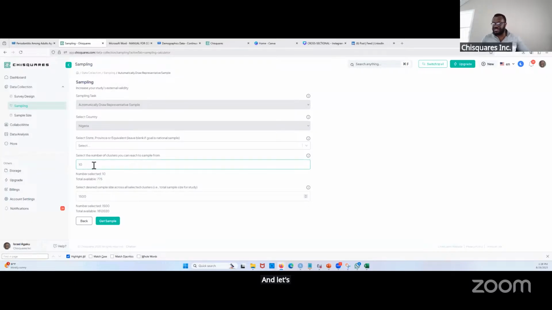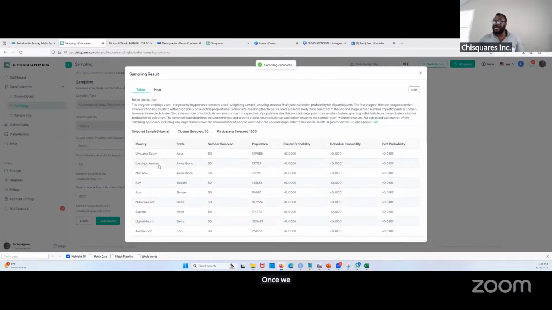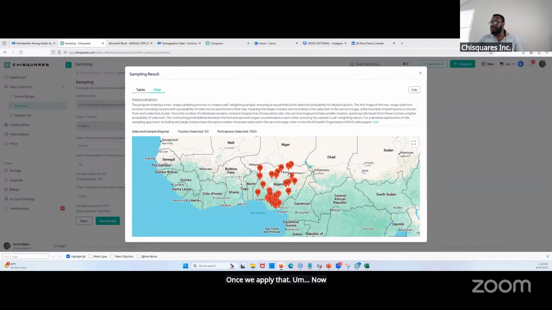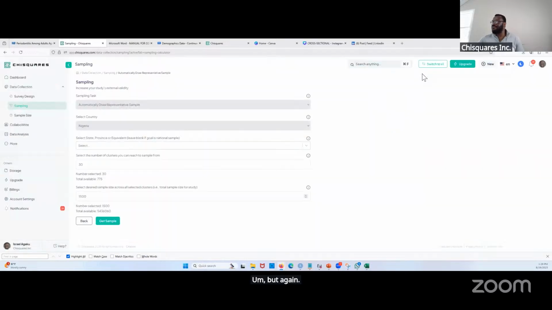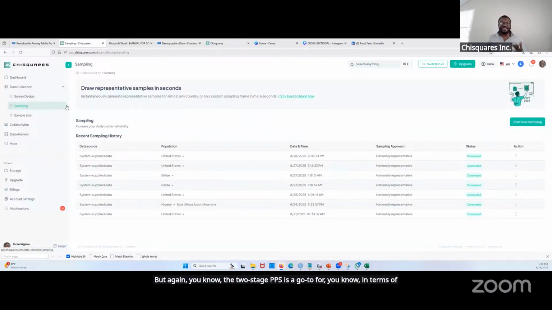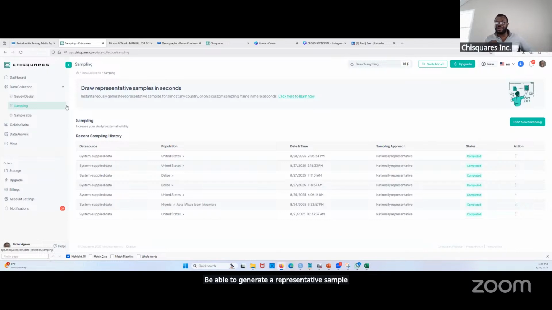And let's say we want to select 30 of those. And our sample size is maybe still the same. Once we apply that, now, of course, the selection will be different, right? But again, the two-stage PPS is a go-to in terms of simplicity. It allows you to generate a representative sample in a way that is intuitive without having to worry about weights, because it always ends in a self-weighting sample.